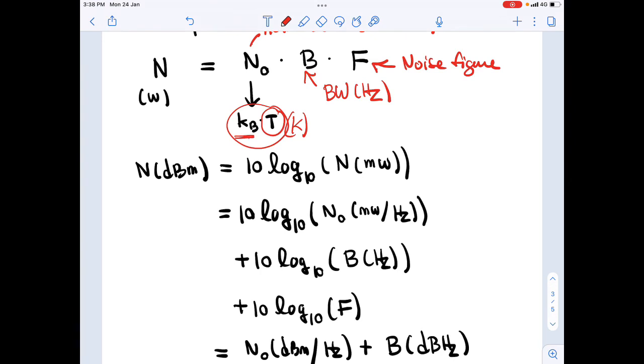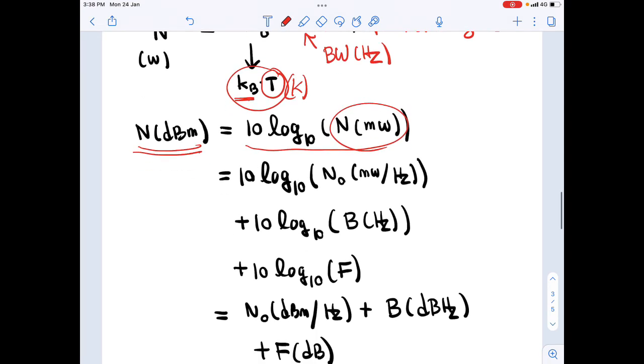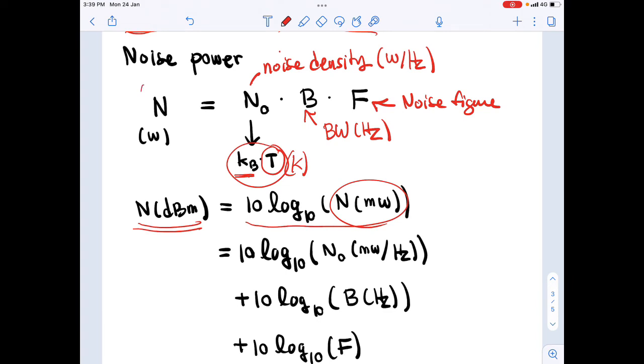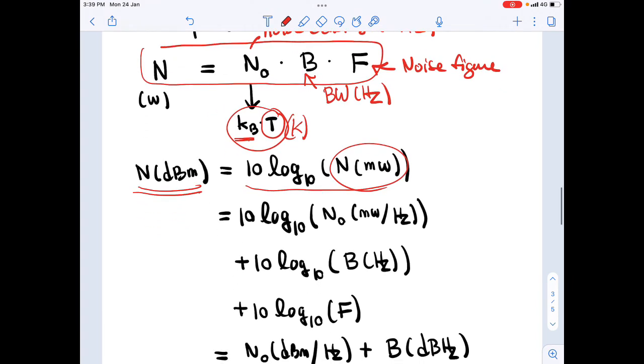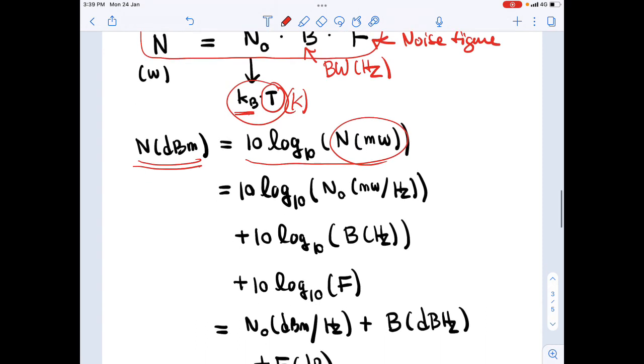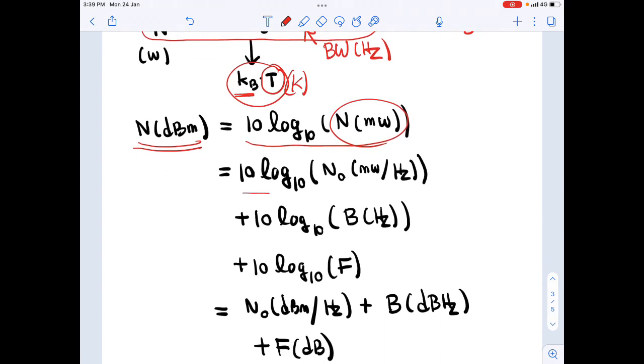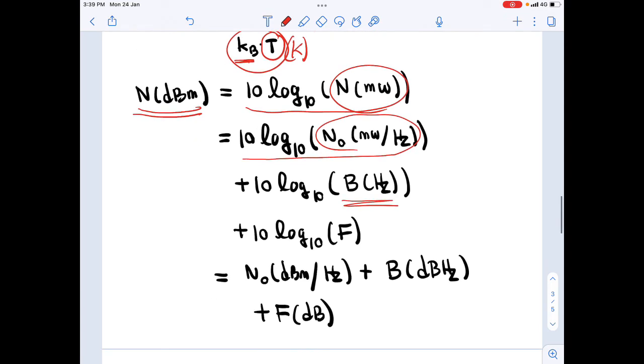And again, we usually express the noise in dB scale, or in terms of dBm. So dBm is 10 log base 10 of the noise in milliwatts. If we plug in this formula, N0 multiplied by B multiplied by F, due to the property of log, we can split it into the sum of three logs: 10 log base 10 of the noise density, plus 10 log base 10 of B in terms of hertz, plus 10 log base 10 of the noise figure.